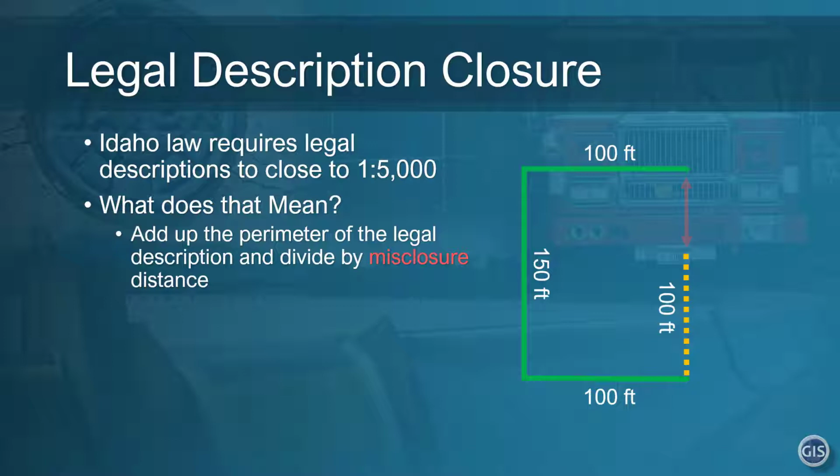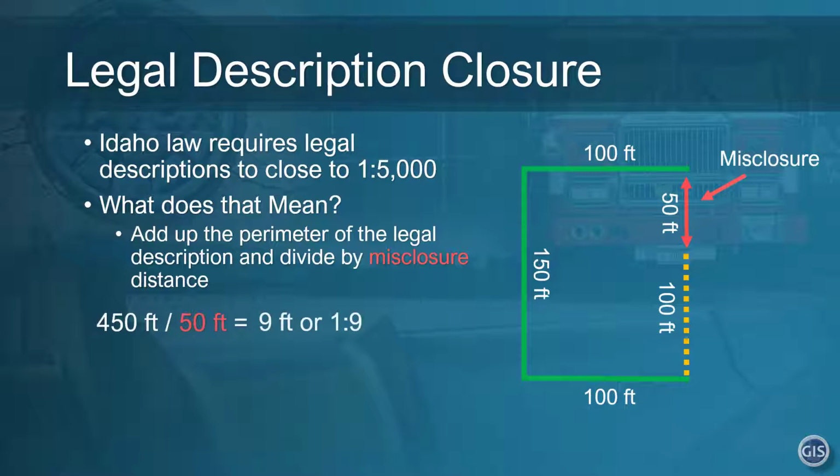You can see that there is a gap. This is the misclosure, which measures 50 feet. So if we add up the perimeter of the boundary, we get 450 feet. We then divide by the misclosure of 50 feet and get 9 feet, or 1 part in 9. This is not acceptable closure.